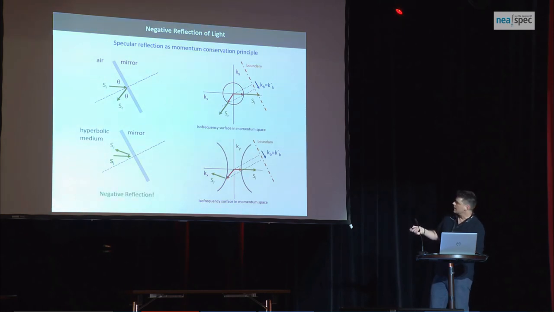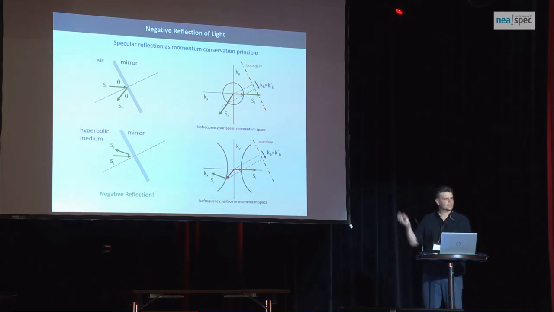This means that if light is coming to the mirror in this direction, because of momentum conservation, light is coming out on the same side of the normal to the surface. So it's coming negatively to the boundary. And this is what is called negative reflection. And it has been studied with metamaterials, with ordinary light, but now we want to visualize it at nanoscale, so with phonon polaritons.